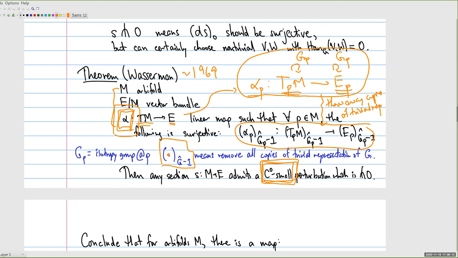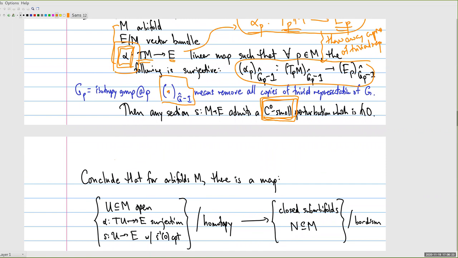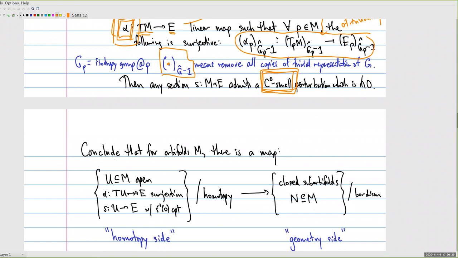Okay. So for orbifolds, what does this transversality result give you? I'm just going to state the simplest output of the flavor of taking something from the stable homotopy world and getting to the geometric world. One needs to do some considerable work on both sides to identify them with the groups one cares about. But just for the simplest example, this is some piece of homotopy theoretic data. We fix our orbifold, and what do we ask for? We ask for an open set, a vector bundle over that open set, a surjection from the tangent bundle of the open set to that vector bundle, and a section with compact zero set.